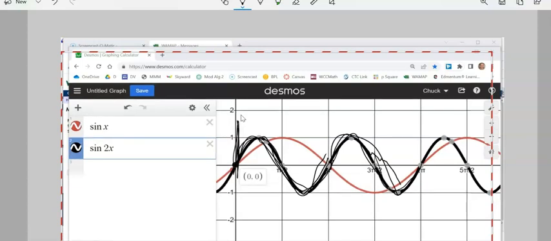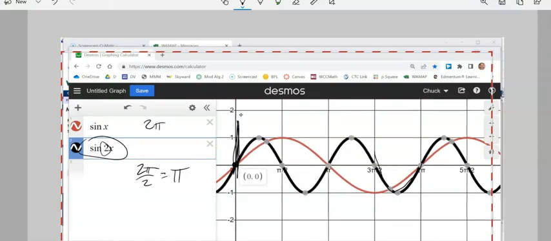So actually, the way that I can get the period of any function with a multiplier is I know the parent function is 2 pi. Well, how many times am I going through it? 2. So 2 pi divided by 2 is pi. So this new function that's in black, notice that this amount of time for it to repeat itself from here to here, 0 to pi, is pi.